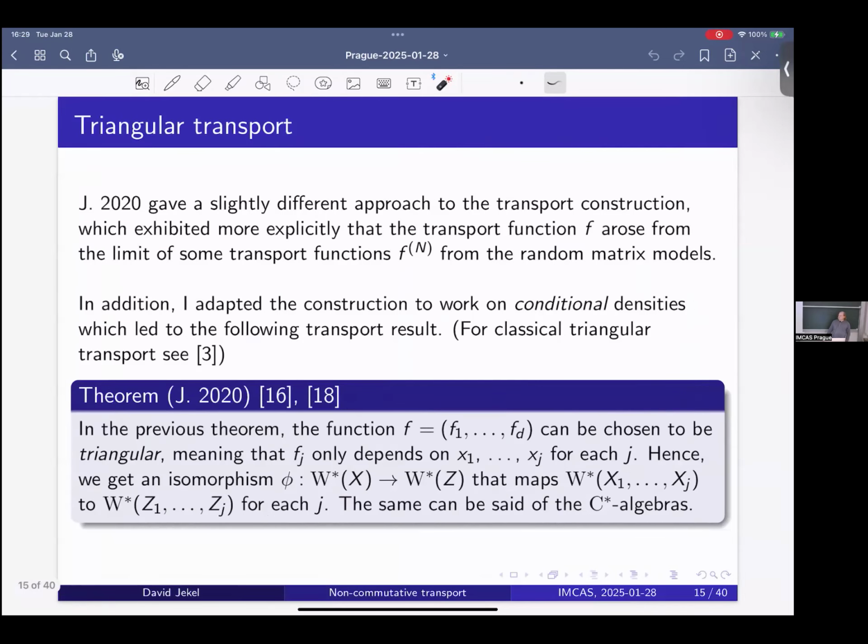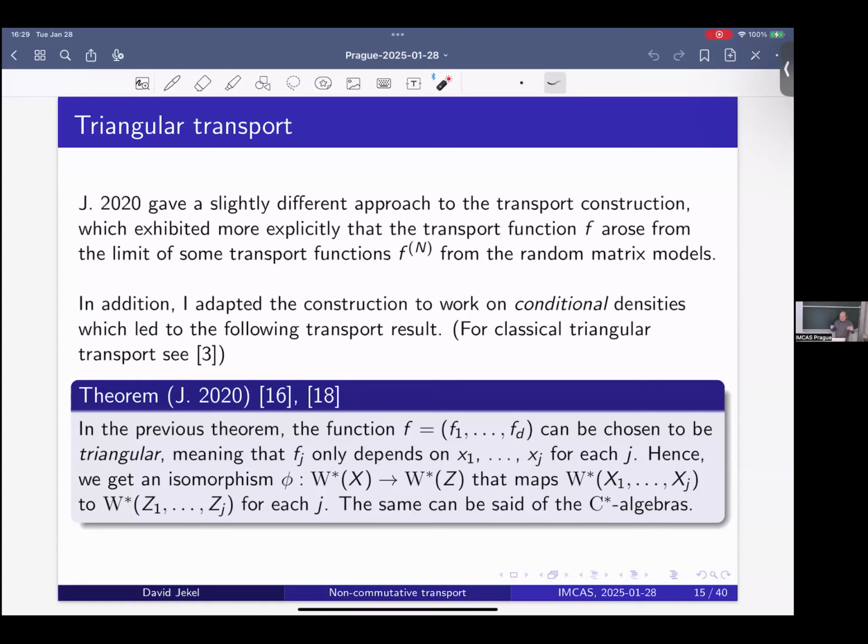Okay, so where I came in this story was in my PhD thesis and in this paper cited here, where I gave a triangular version of the smooth transport construction. I took a bit of a different approach to doing it. I studied more closely the finite dimensional transport functions at each level and showed that they would have a nice limiting behavior as n goes to infinity.